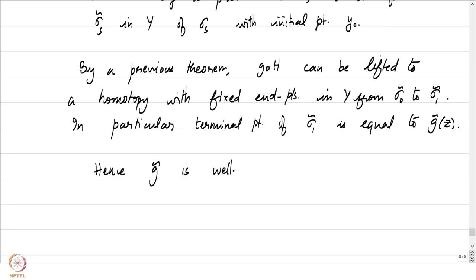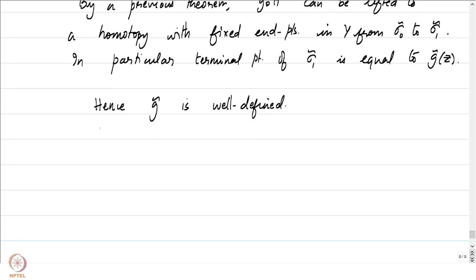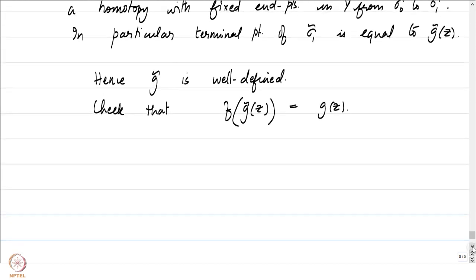So, we now have a map which does satisfy the condition. Check that g tilde of z, if you compose it with f, is going to be equal to g of z. That's quite straightforward because this is a lift and it certainly satisfies this condition. We certainly have now a potential candidate which could be a lift. Now, this candidate does work, but we still have to check for something.